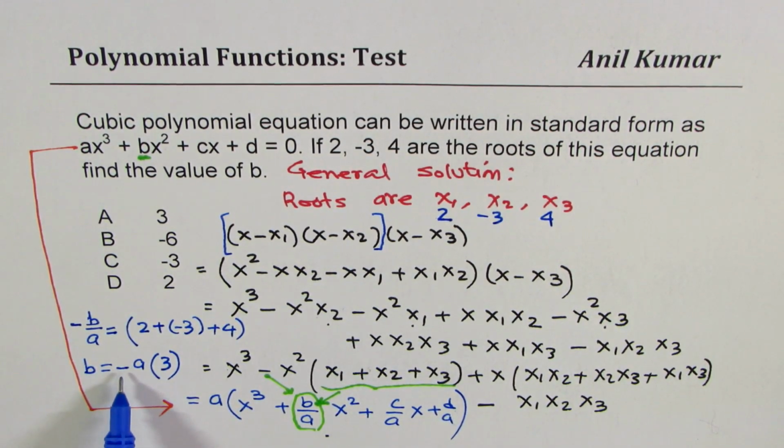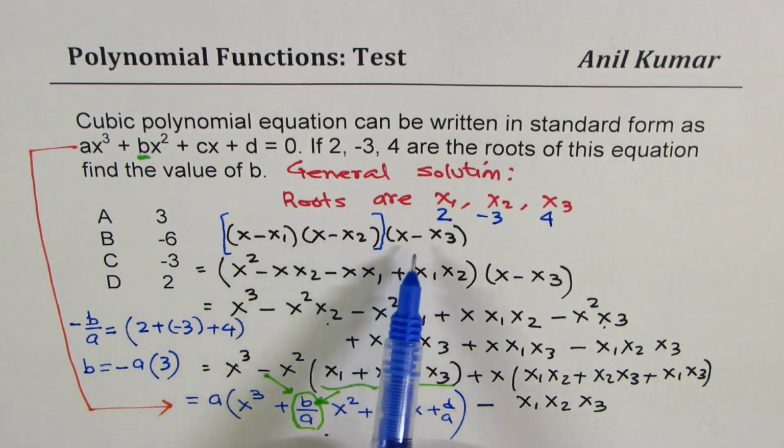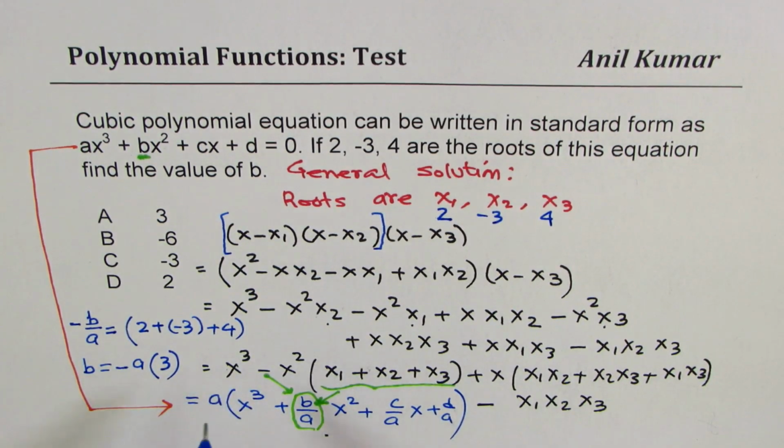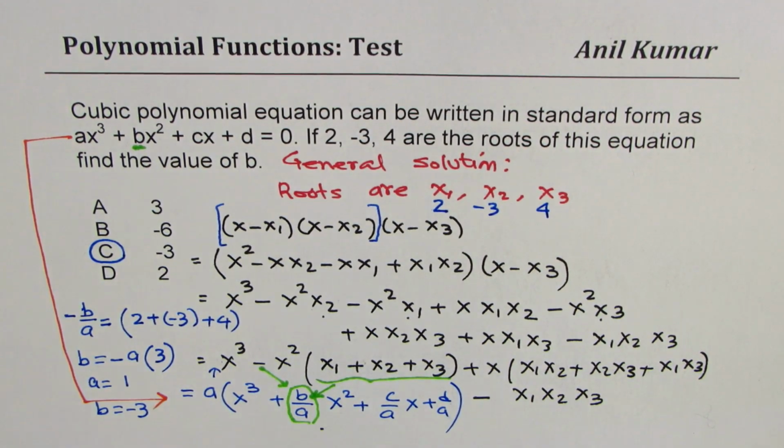So it is basically a multiple of 3 depending on the value of a. You get an idea, right? Now, if you take x1, x2, x3 as the roots, a is going to be 1. In this case, we know a is 1. So substituting a equals 1, we get b equals minus 3. And therefore, option C is the correct option. That is how you get your answer. I hope the steps are absolutely clear.